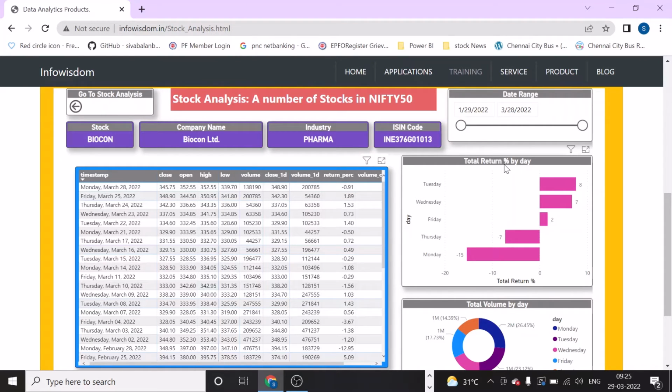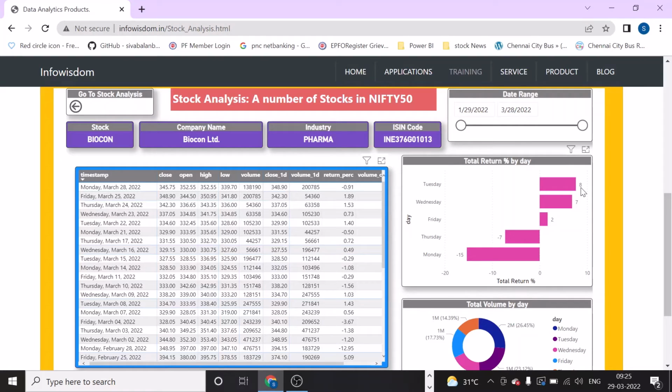And here there is another graph. It shows how the return is on different days. In this period there are a number of Mondays, so the transactions happened on Mondays. The cumulative return is minus 15.36 percentage. That means during Monday the value of the stock is declining, and during Tuesday it is somewhat better, 8% we have got as the cumulative percentage.